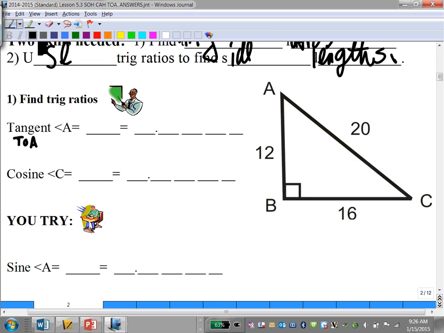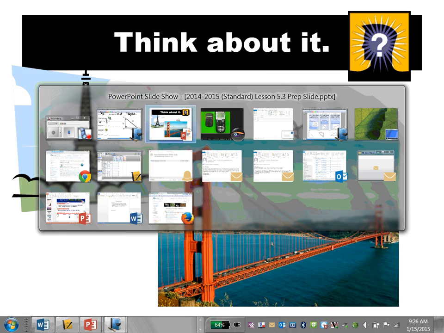So put your pen right here. Now from A, just what number is opposite of A? 16. Okay. And what's your adjacent? Okay. So your opposite is 16. And then your adjacent is 12. You see what we're doing here?